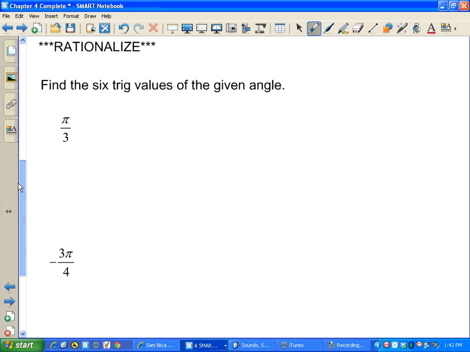So let's just look at some here. Make sure you rationalize. I want the 6 trigonometric values of the given angle. So I want the sine of pi over 3.